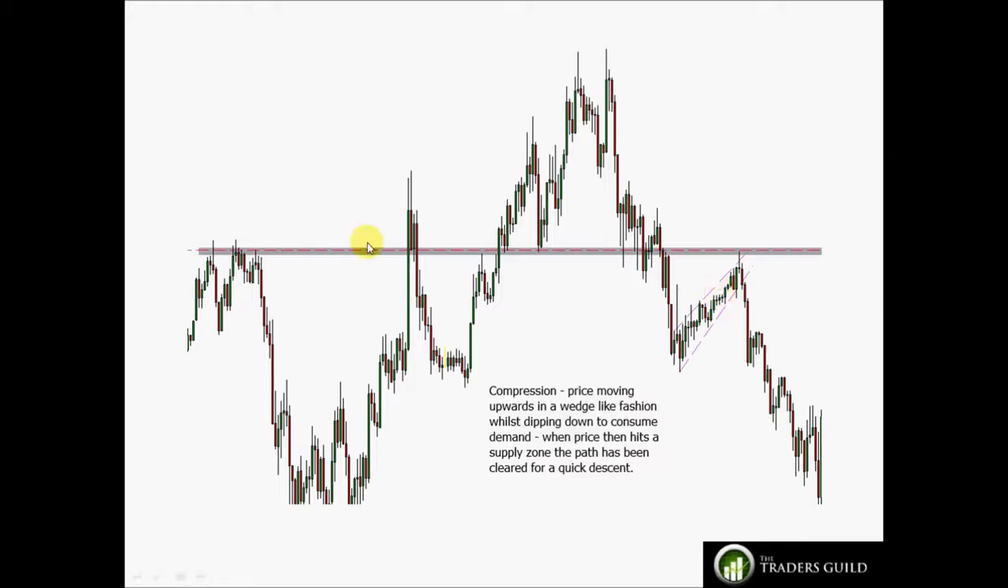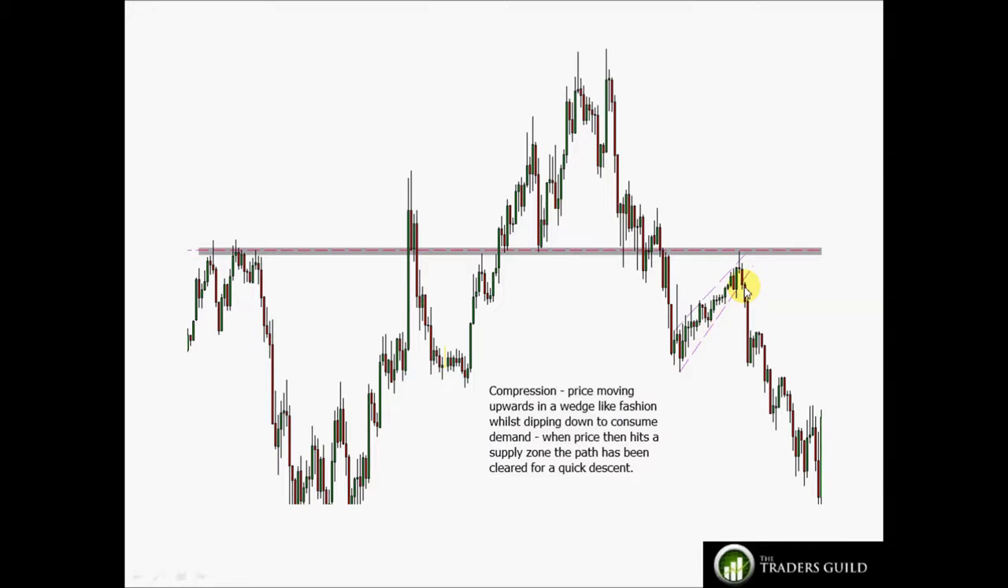If we look at this example here, we have a clear SR pivot zone, and if you look at the way price is moving into this area, it is a rising wedge essentially. It's a converging wedge, that's what I call a converging wedge. But what is actually happening from a price action perspective is compression. Price moving up in a wedge-like fashion whilst dipping to consume demand. So it's exactly the same as what we were talking about previously in terms of demand consumption.